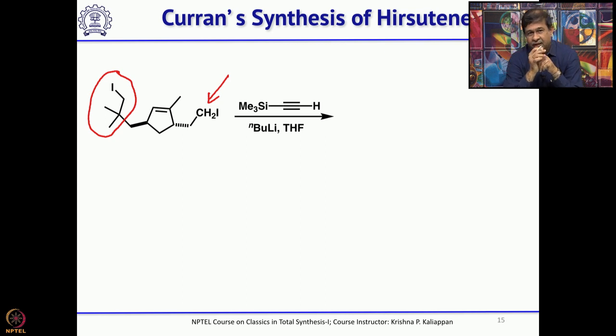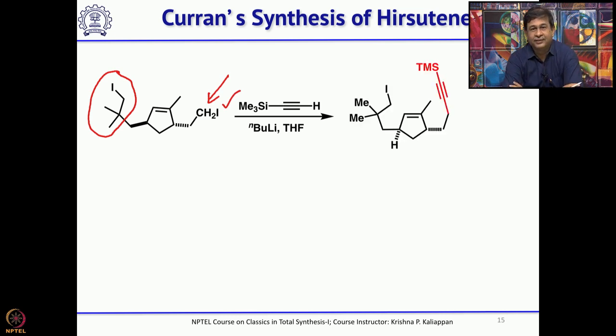So when you add lithium trimethylsilyl acetylide, the neopentyl system is not that reactive. It is very, very difficult. So here this nucleophile can attack only at this carbon. So what you get is the corresponding triple bond and TMS.